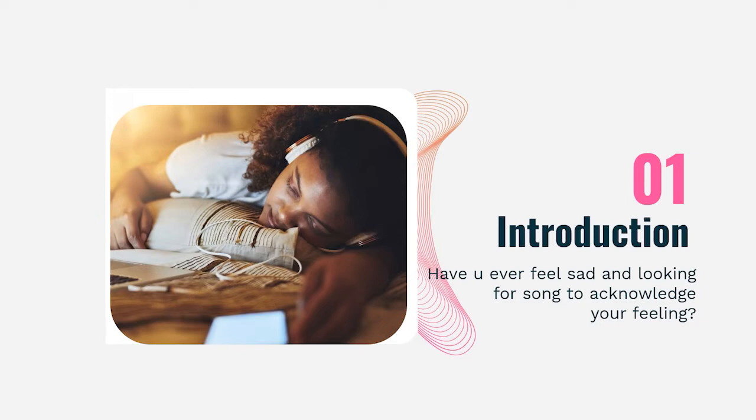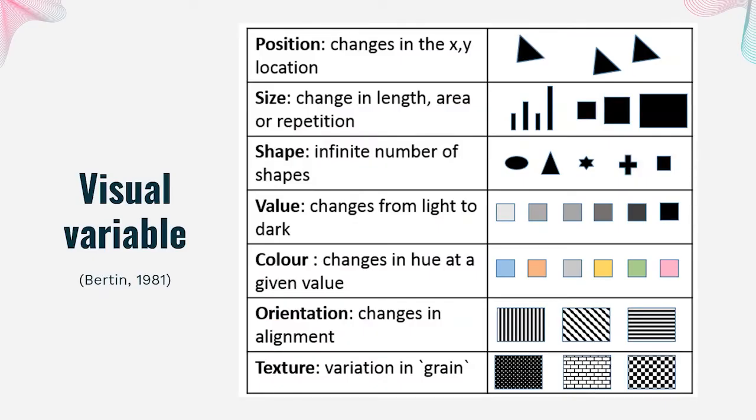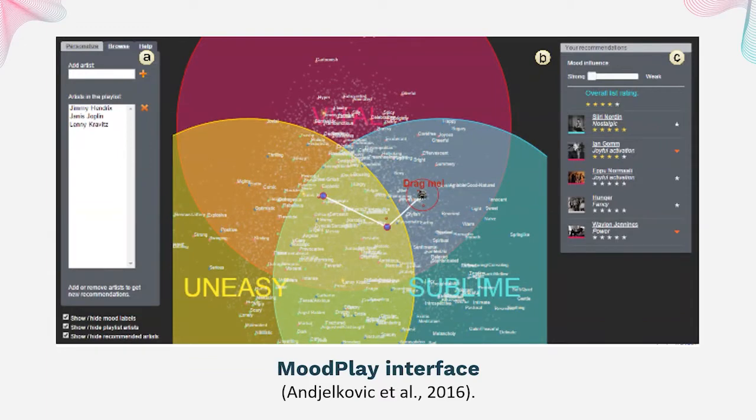Several related works have explored visual variables in their research. A visual variable is the characteristic of a visual symbol that consists of seven main categories such as position, size, shape, value, color, orientation, and texture. For example, here is MoodPlay, a recommender music system that integrates content and mood-based filtering in an interactive interface. The MoodPlay interface uses visual variables such as color and position.